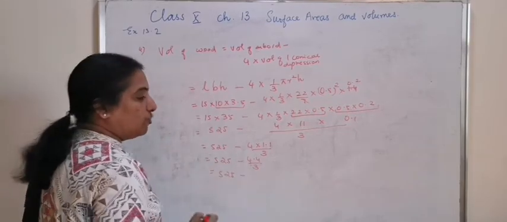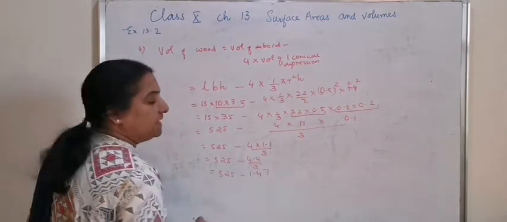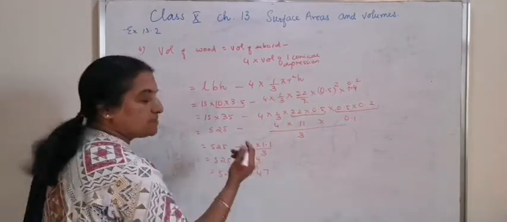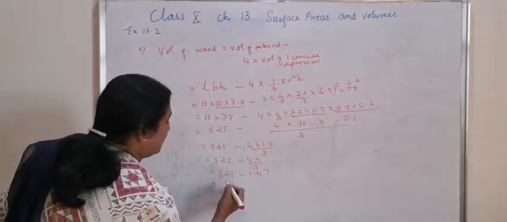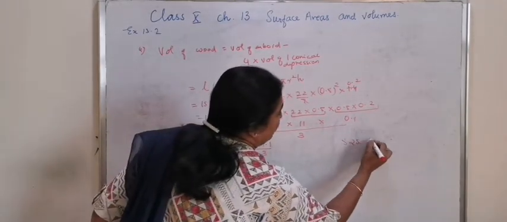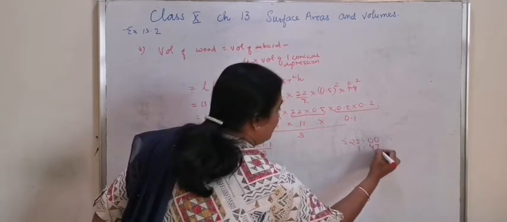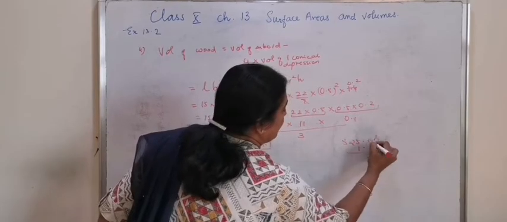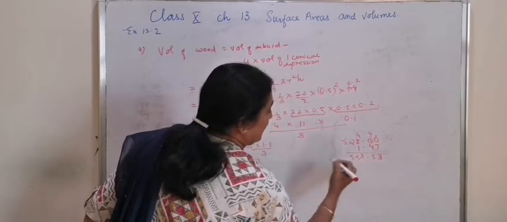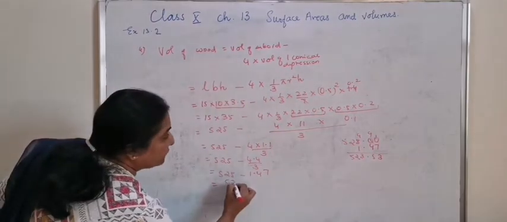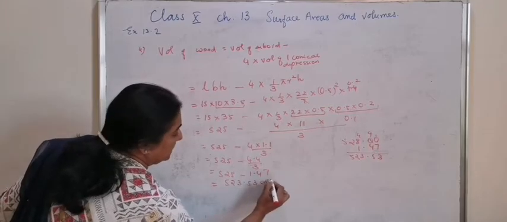525 minus 4.4 divided by 3 is 1.47 approximately, or you can take it as 1.4666. It's the same as 1.47. Subtracting, 525.0 minus 1.47, it is 523.53 centimeter cubed.